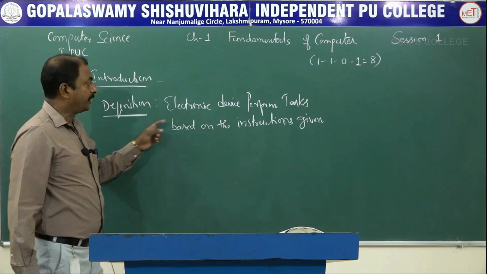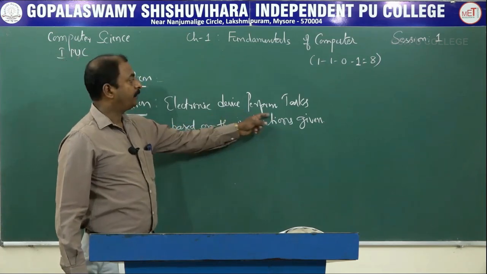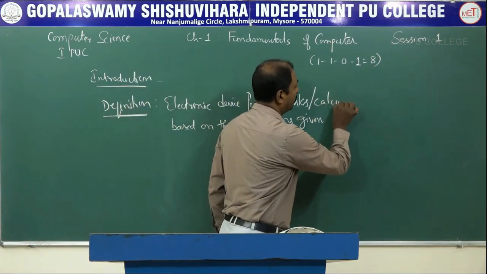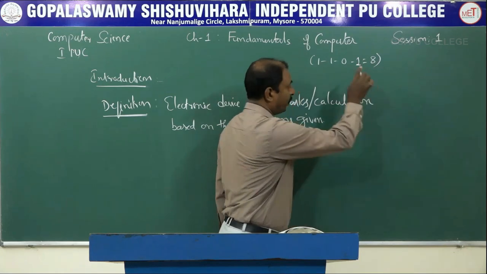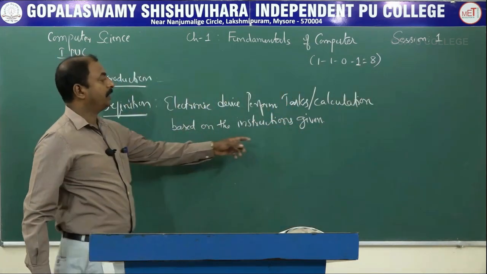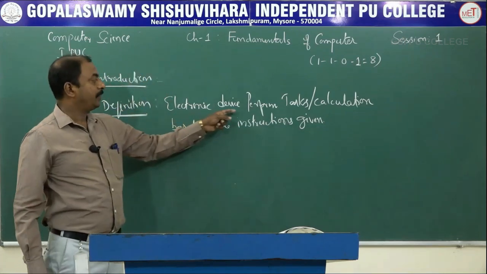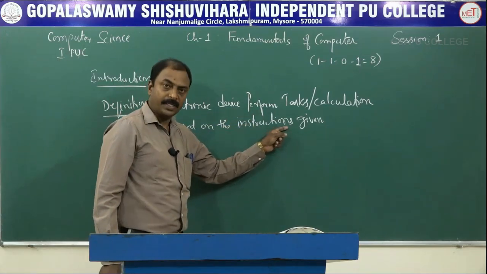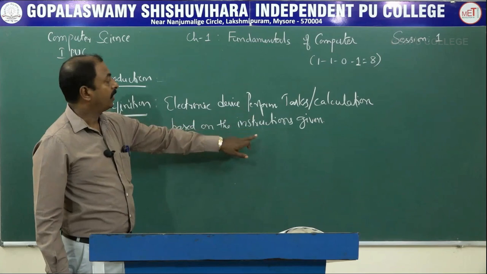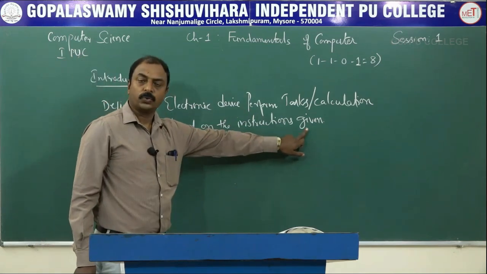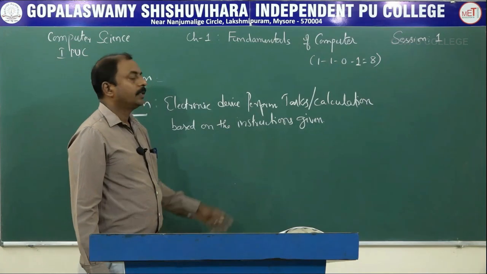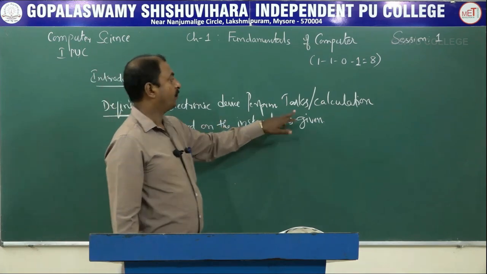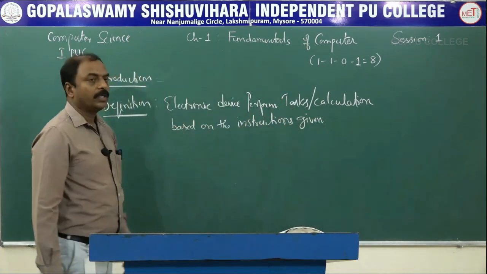A computer is nothing but an electronic device, and it performs tasks or calculations based on the instructions given. As computer is a machine, a device, someone has to instruct the computer. The meaning is, someone has to write a program to do a specific job. Someone has to write instructions in the form of programs to perform specific tasks. That is the definition of a computer.